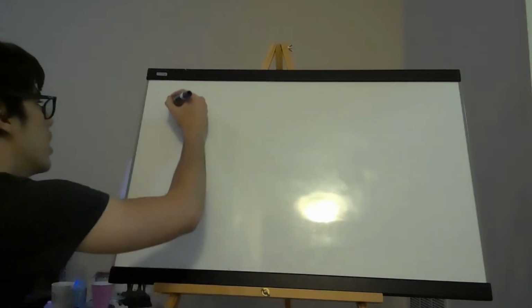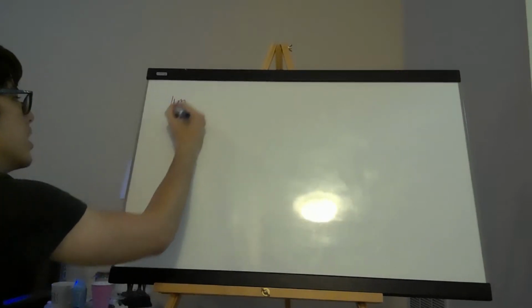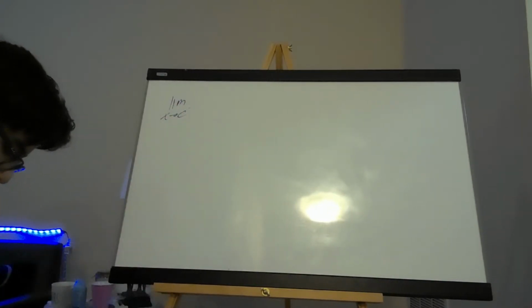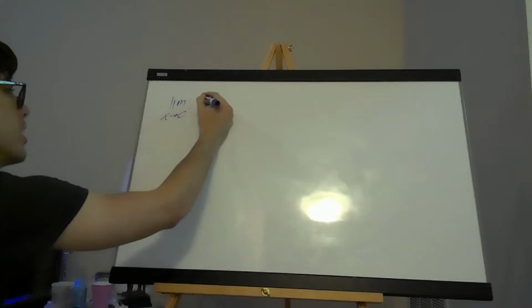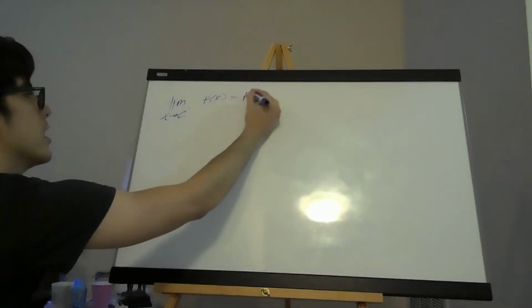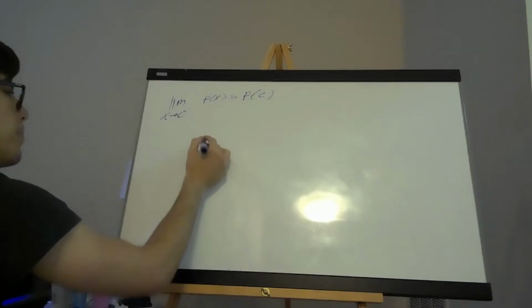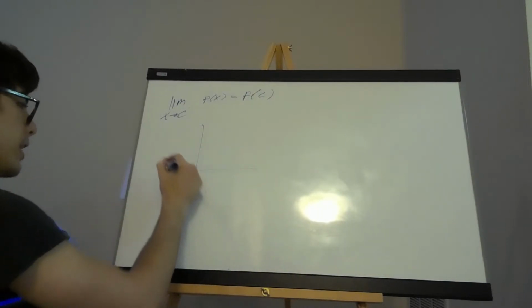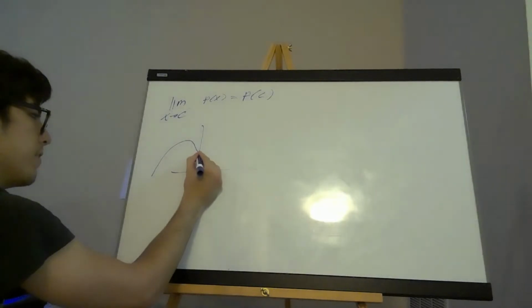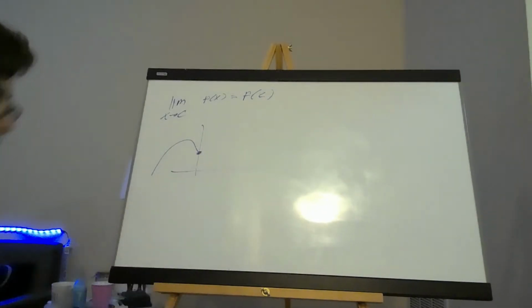Okay, so one-sided continuity. So we got limit as x approaches c from the left for the function f of x equals f of c. So I'm just going to draw a hypothetical graph here, what this could look like. If it's approaching from the left, it's going to come in here. And then if it's continuous, it's going to close like that.